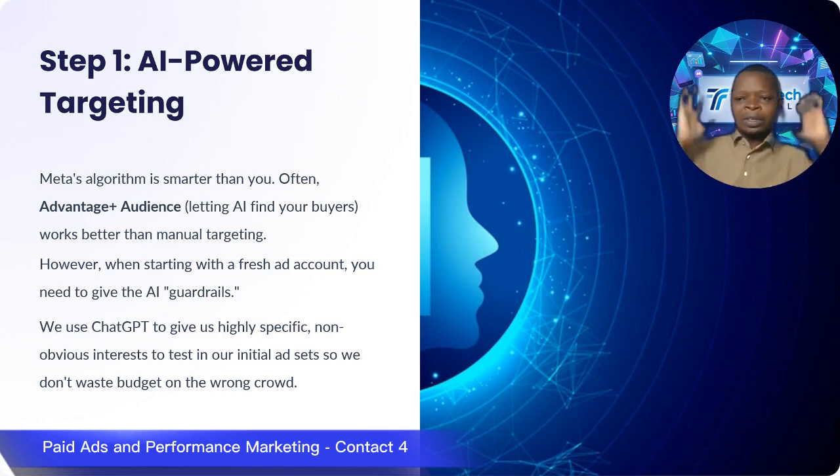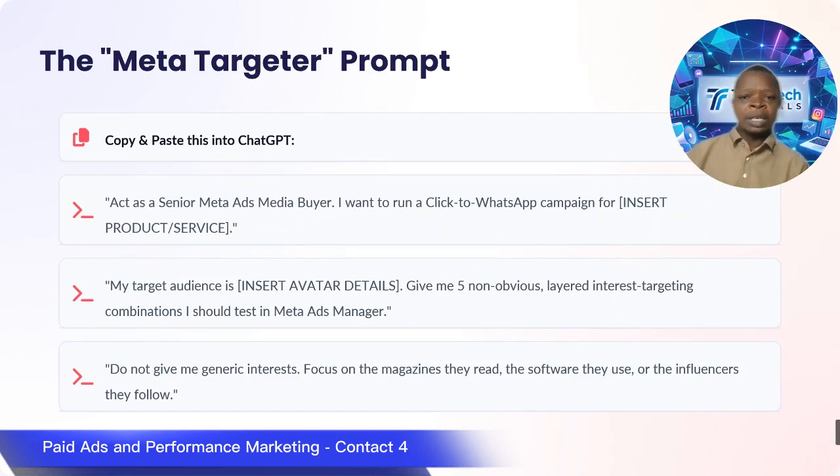But I will not use that. I'll just allow Meta to use their AI to help me with that. So you can use ChatGPT to give highly specific, non-obvious interests to test in our initial ad sets, so we don't waste budget on the wrong crowd. We did that before, but now I think it's much smarter. I need to stress that, and that's why I'm bringing it to this slide. It was not like that before. Before, you needed to know who you are targeting. It's very important.